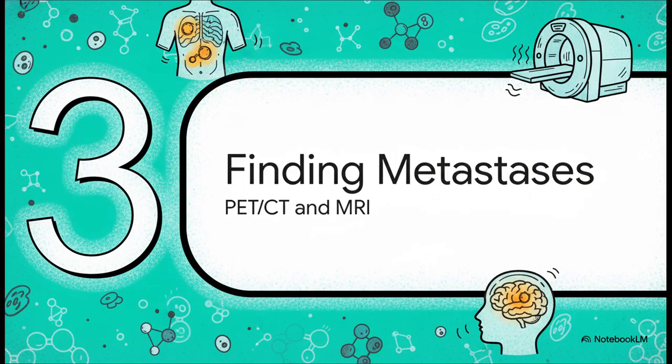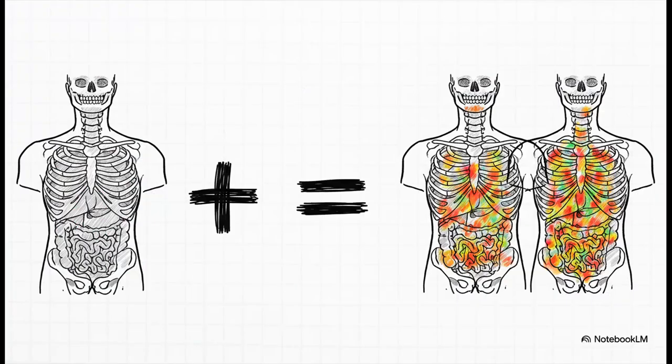Let's zoom in on that last part, searching for metastases. Because finding out if the cancer has spread, well, that's a huge fork in the road when it comes to deciding on treatment. And for that, we use PET-CT and MRI. So PET is the recommended method for checking out lymph nodes and distant metastases.